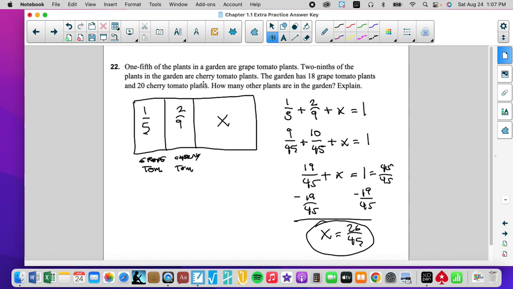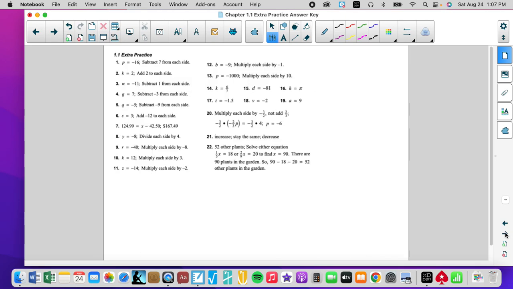How can I write that? 2/9 of the plants. Oh, of the plants. Okay. Oh, so 26/45ths of the plants. Is it 26? Wouldn't that be interesting? 1/5 of the plants in the garden are grape tomato. 2/9 of the plants. This is the number of plants. 20, yeah. Is it 26? Let's see. There are 90 plants in the garden. Oh, 52 other plants. Nope, that is not.